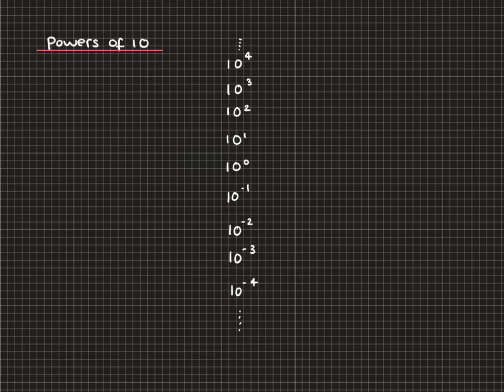Now, here is a list of powers of 10. So we have 10 to the 0 in the centre, 10 to the 1 up above that, 10 squared, etc. up above. And then we have the negative powers because these represent smaller numbers below. As you multiply by 10, or multiply by powers of 10, the powers will become more positive. As you divide by 10 or divide by multiples of 10, the powers will become more negative or smaller. So that's something that could be quite useful when you're having to convert a number that isn't in standard form back into standard form.